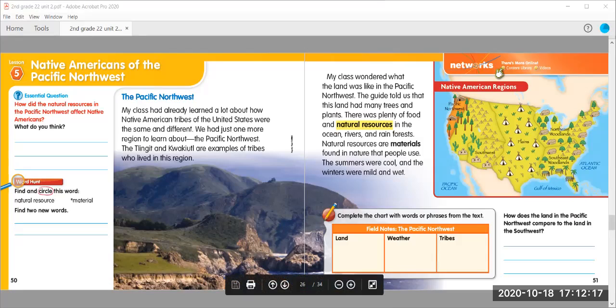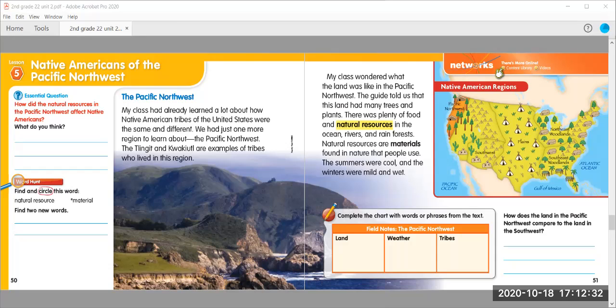The tribes that lived there were the Tlingit and the Kwakiutl. Those both you can list over here, and remember to put them with a capital letter at the beginning because it's a proper noun. It's the name of those tribes.